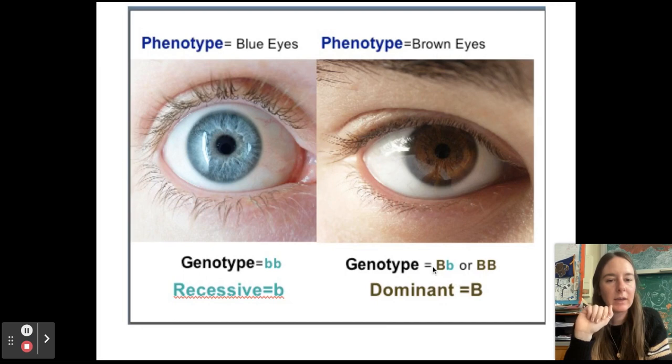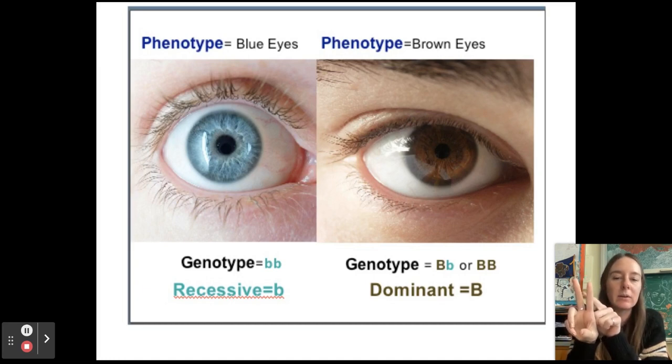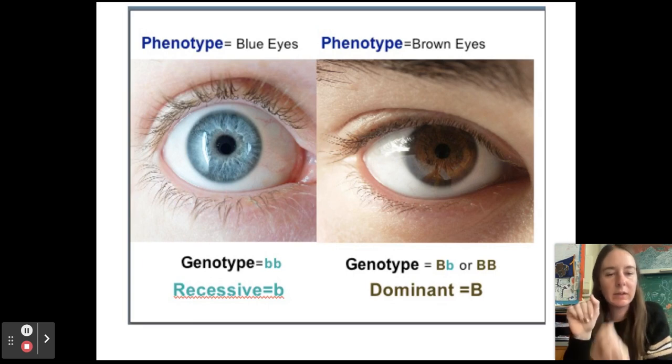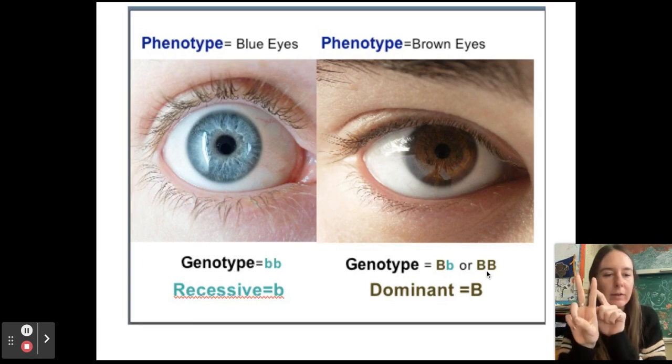Well, it's because the capital B, or the brown eye allele, is dominant. So even though you have one blue eye allele, you still have the dominant allele, and so the dominant allele will kind of mask or take over the recessive allele. Or maybe both of the homologous chromosomes have the capital B allele, the piece of DNA that has the instructions for brown eyes, on both homologous chromosomes.